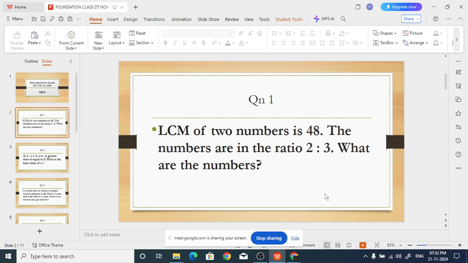Take your own time. Don't be in a hurry. Give the correct answer. In a hurry, don't try to give the wrong answers.